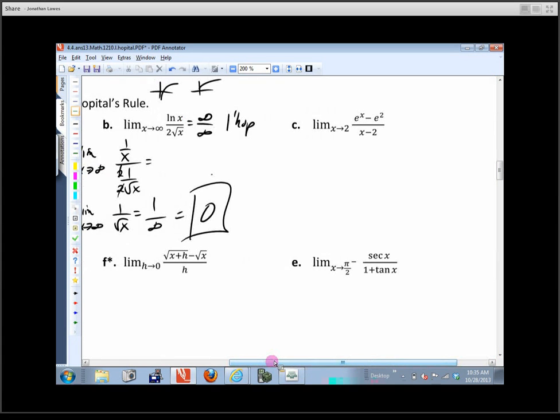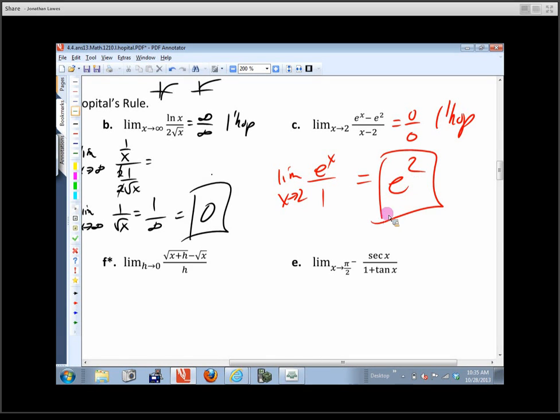Okay, notice this one is very similar to one that we had just a second ago, except for now the point of interest is 2. If I plug in a 2, e to the 2 minus e to the 2, 0 on top. 2 minus 2, 0 on the bottom. So let's apply L'Hopital's rule. e to the x and 1. I still have the limit as x approaches 2. Answer is e squared, isn't it?